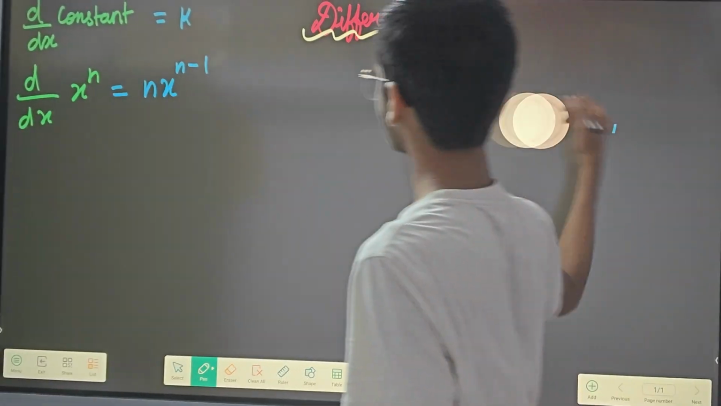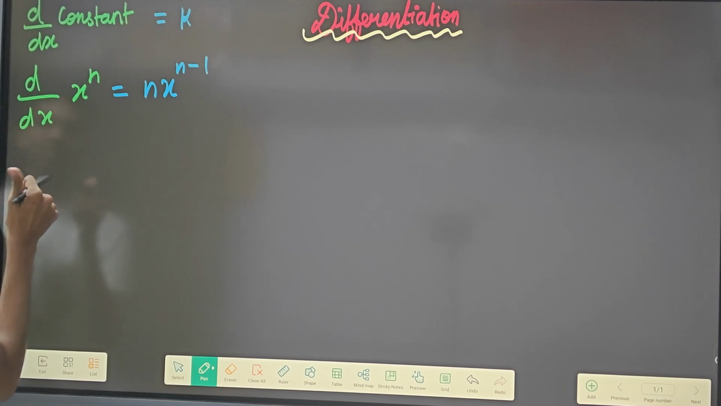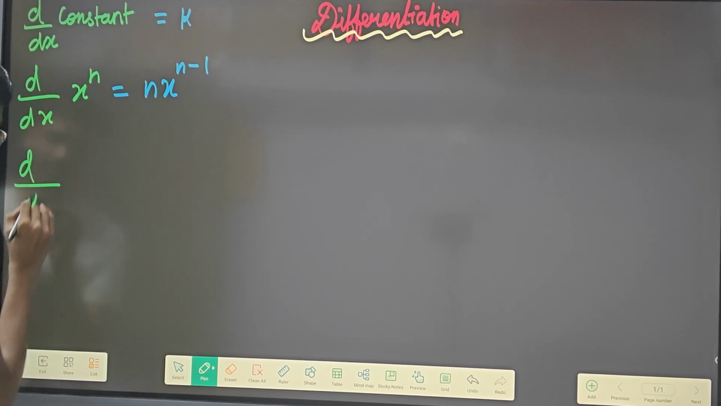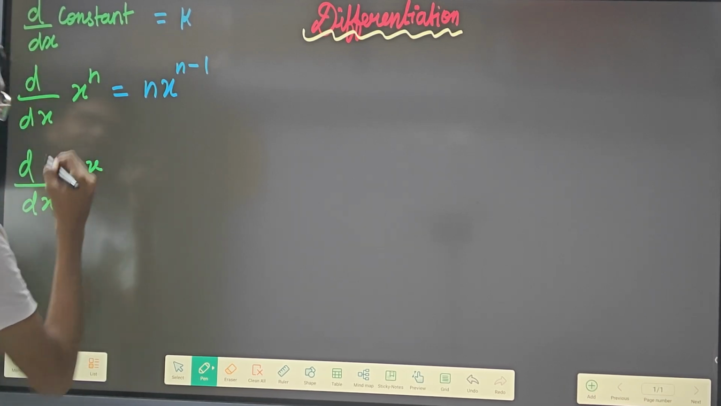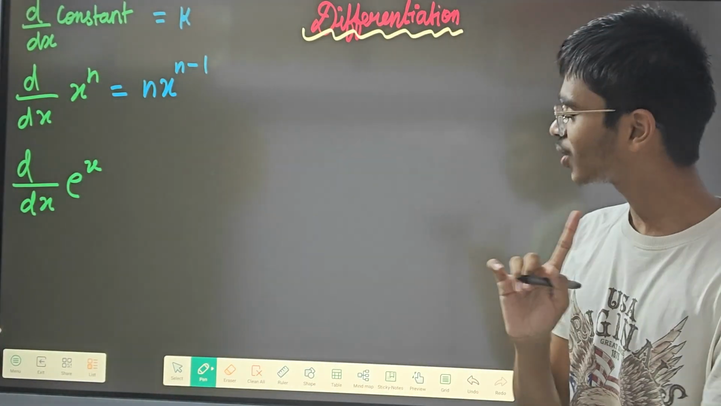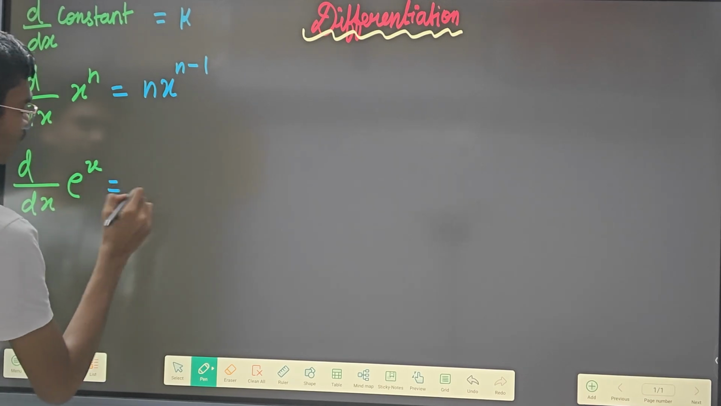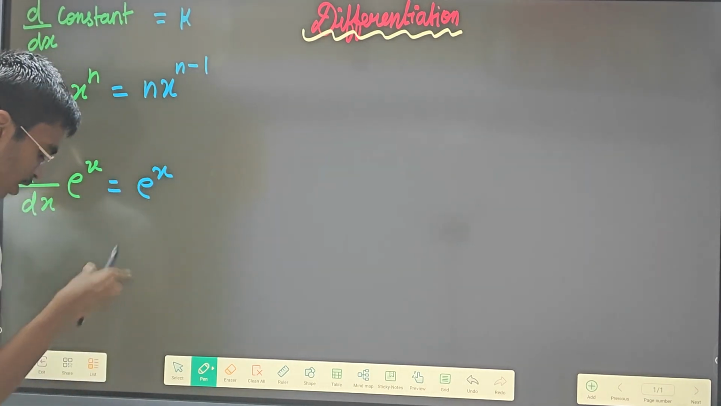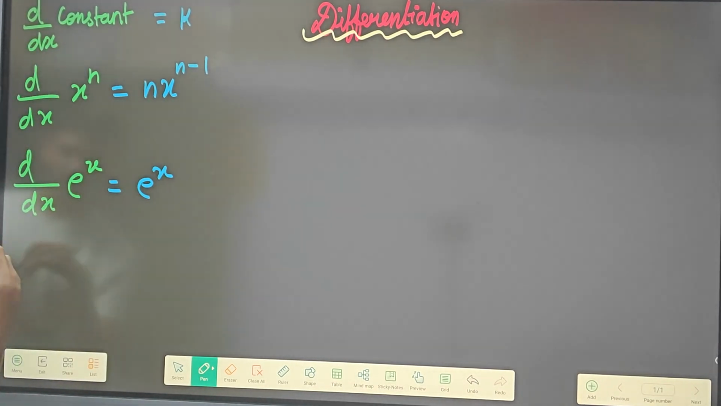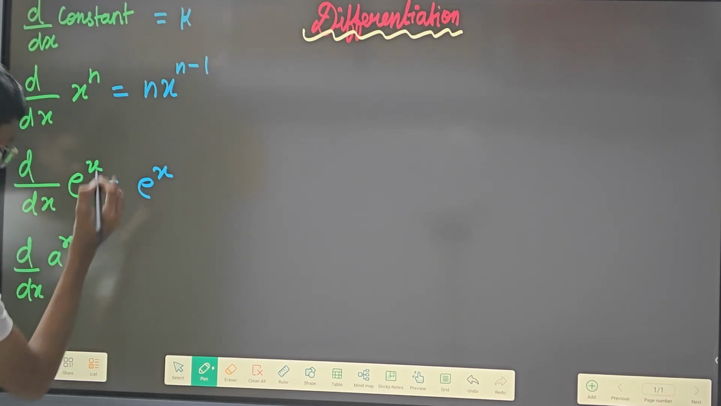Next, after this, we have e. This is actually very famous. It is d by dx of e to the power x. Even some memes are there, because e to the power of x cannot at all be changed. So this is equal to e to the power of x itself. Then we have d by dx of a to the power of x.